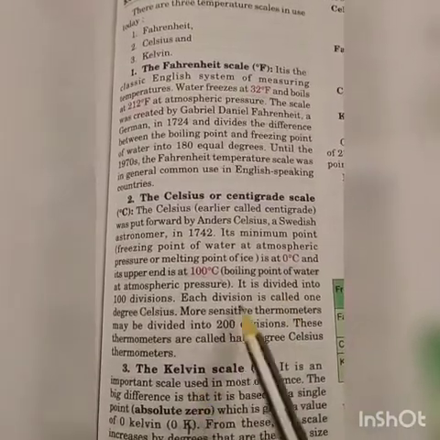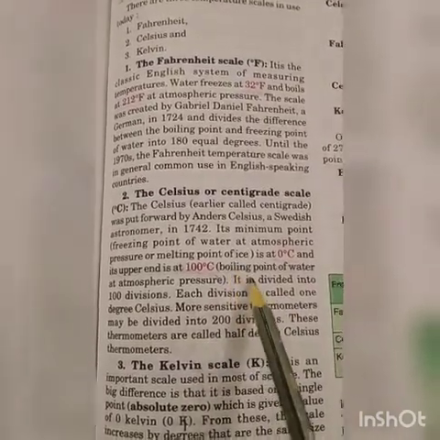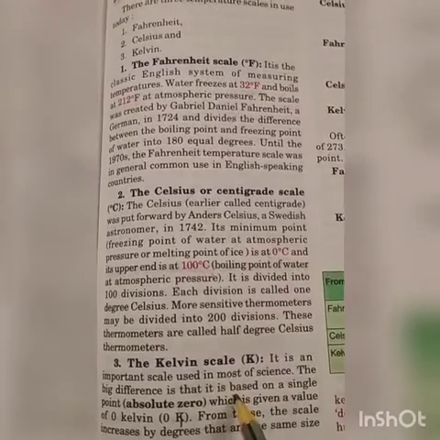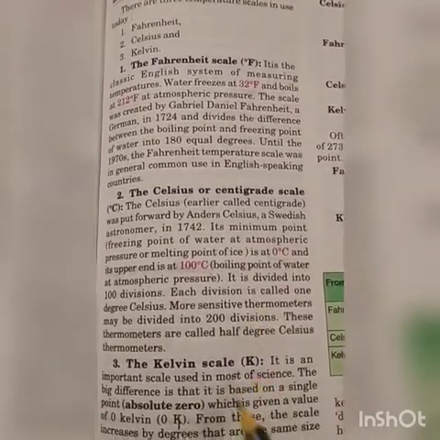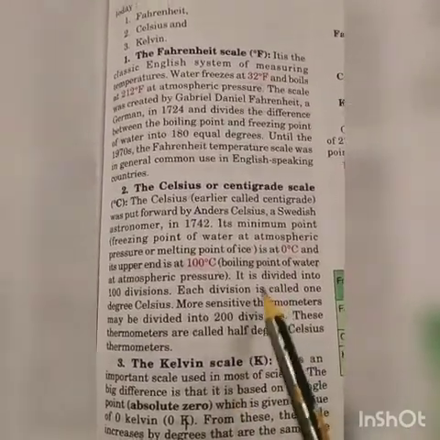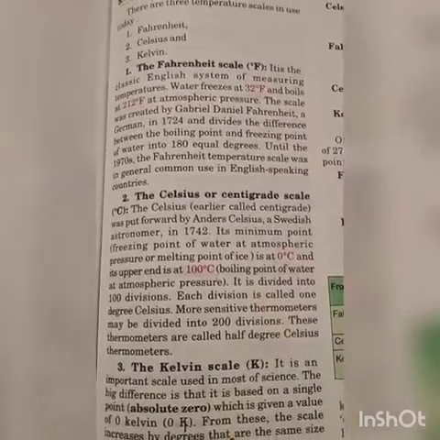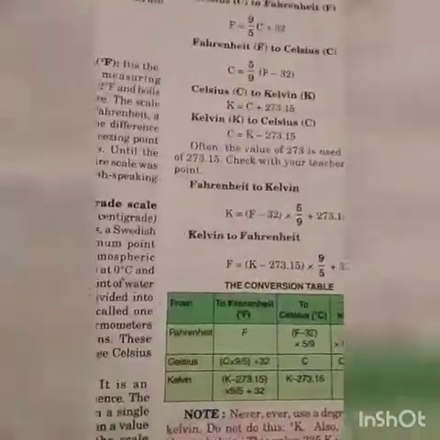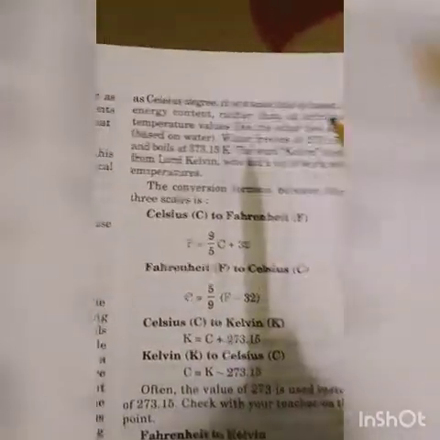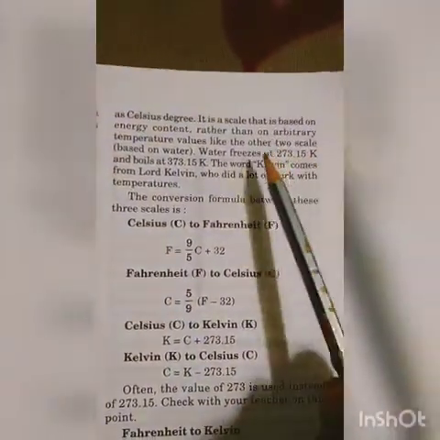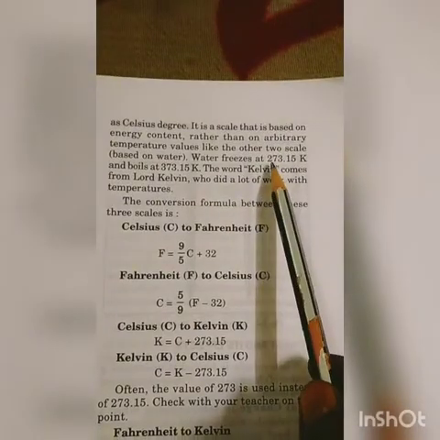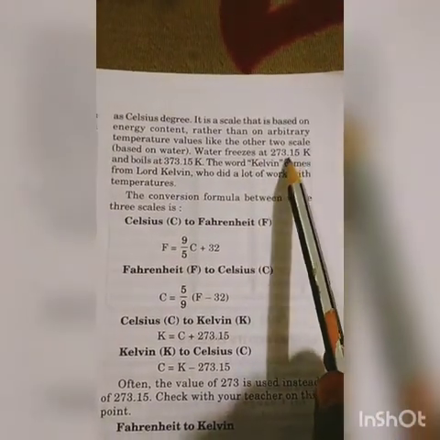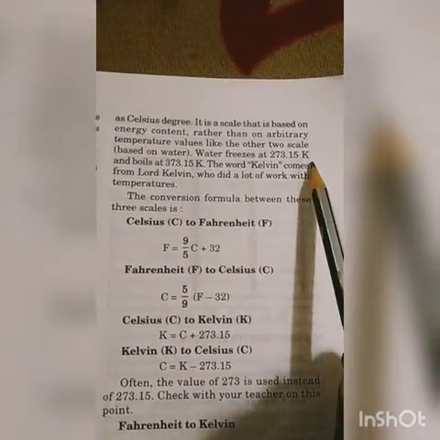The division is equal to the Celsius division only. So it's very simple to convert from Kelvin to Celsius or Celsius to Kelvin. Now we look at the conversion here. Okay, absolute 0 or 0 Kelvin is taken as 273.15 Kelvin.